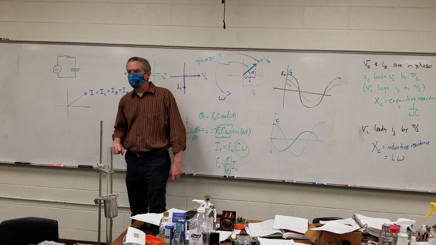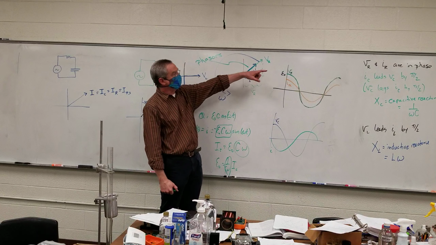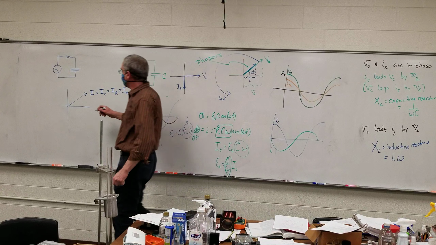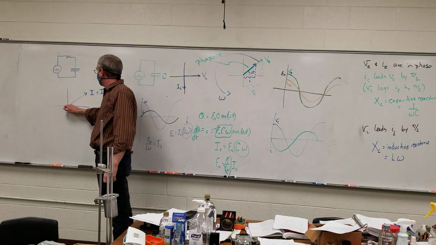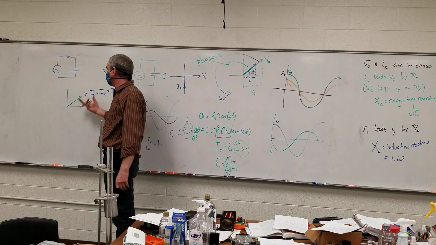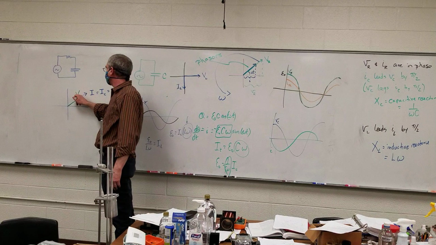My voltage phasor for the resistor, we go to my rule over here, they are in phase. So my voltage for the resistor is going to be right over top of it. Now I tend to draw the second one, whichever one it is, smaller. So I'm doing that here. So that's the voltage for the resistor.